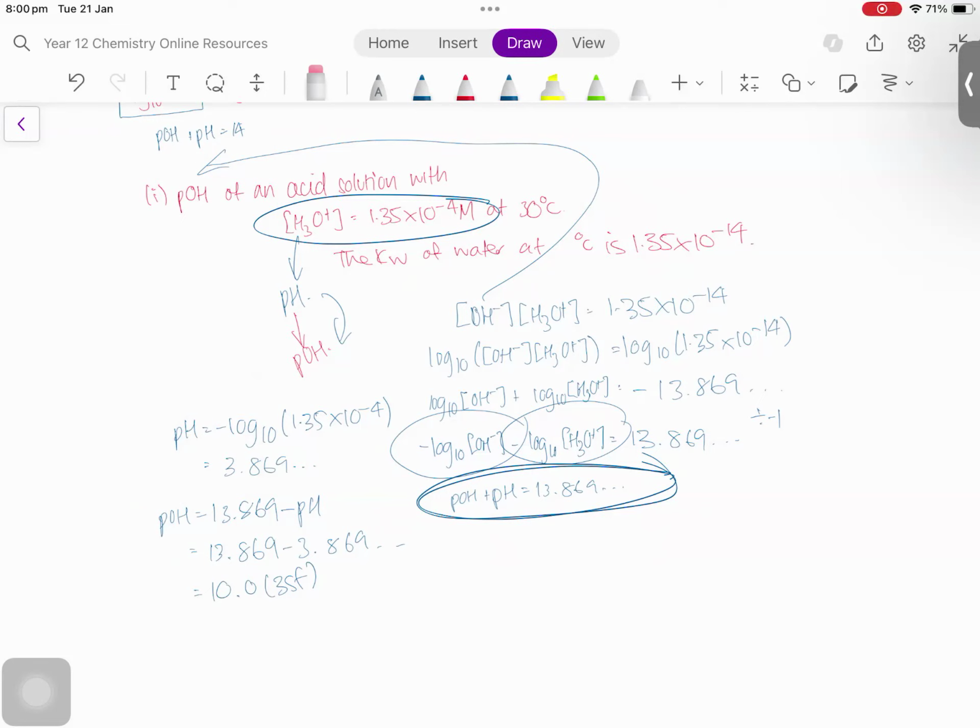Yes. See how the hydronium is equal to 1.35? Mm-hmm. Why did the OH also equal... oh wait, never mind. Okay, sorry, that's all good.